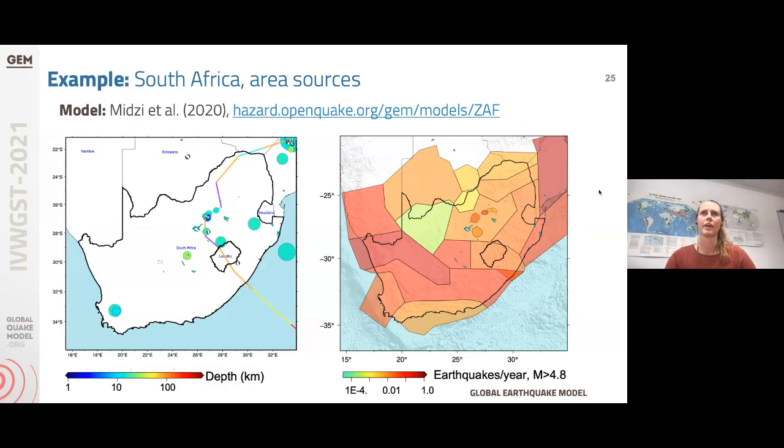So some examples of distributed seismicity. To start with, we have the area source model used in South Africa. And on the left, we see the plate boundaries that are impacting the area of South Africa, as well as the recorded events. And there isn't a lot of seismicity data here, so there may be insufficient data to create a smooth seismicity model. Instead, they use the area sources, so the figure on the right here, in which they delineated polygons around some major structures.